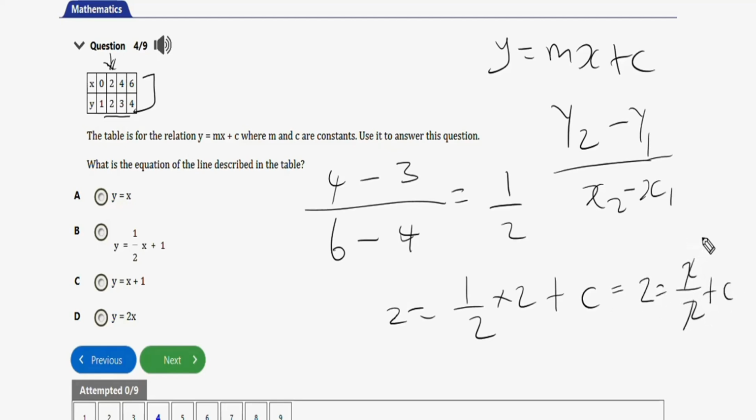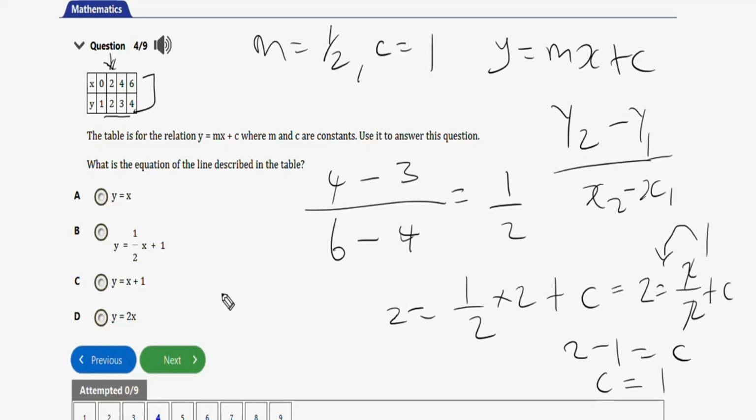We're going to have 1. Okay, so this one crosses over to make this formula 2 minus 1 equals c. So your c will be what? 1. So when m equals half, c equals what? 1. So from here now you can deduce that the right option will be option B. Okay, so y equals half x plus 1 for the values we have. So the right option for this question is option B. Okay, so it's as simple as this.